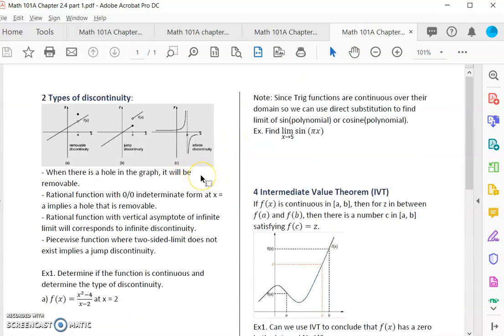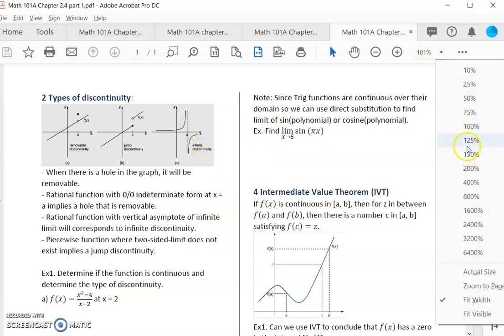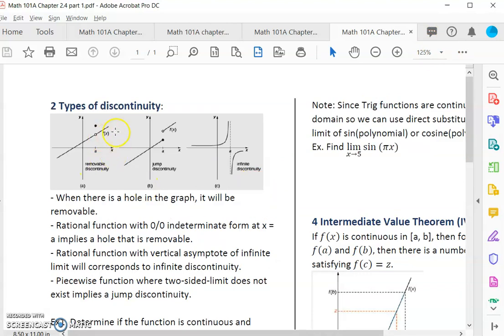The next thing we want to talk about is types of discontinuity. When things are not continuous, they must be one of these types. Let me blow it up a little bit. There must be a jump, or a hole, or going to infinity. So we give them names.